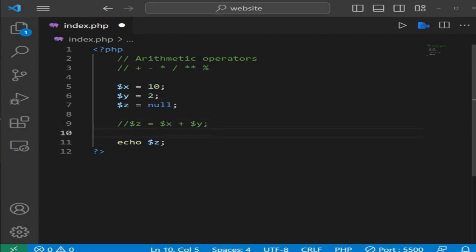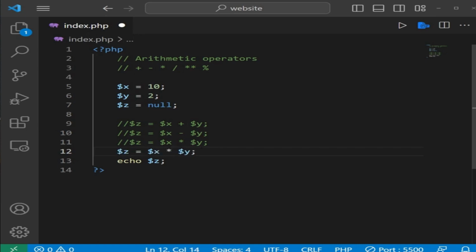They're fairly straightforward. So 10 minus y would be subtraction. X minus y, store the result in z. The result is 8. Now multiplication, that is an asterisk. 10 times 2 is 20. Division is a forward slash. 10 divided by 2, that is 5.